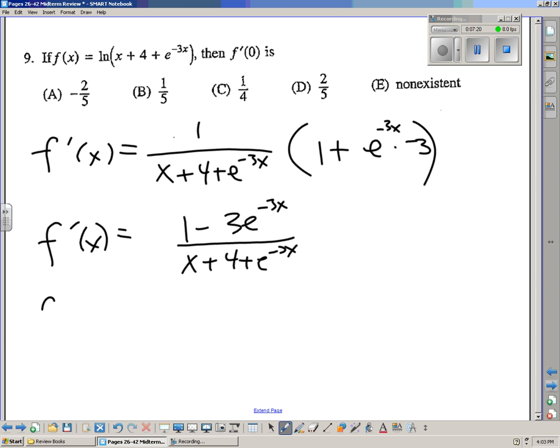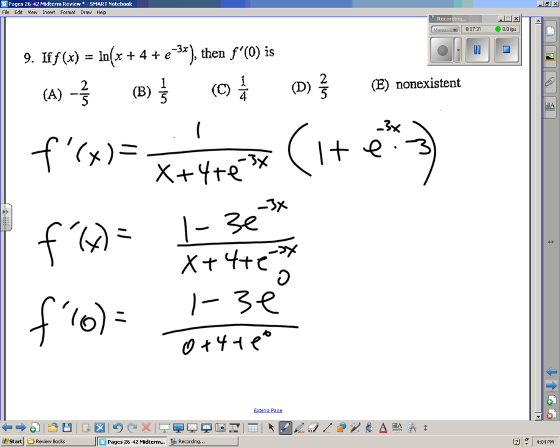And for f prime at 0, we plug in 0 into this and we see what we get. 1 minus 3 e to the -3 times 0 is 0, over 0 plus 4 plus e to the 0. So we get 1 minus 3, since e to the 0 is 1, over 4 plus 1, which is -2/5. Final answer, choice A.